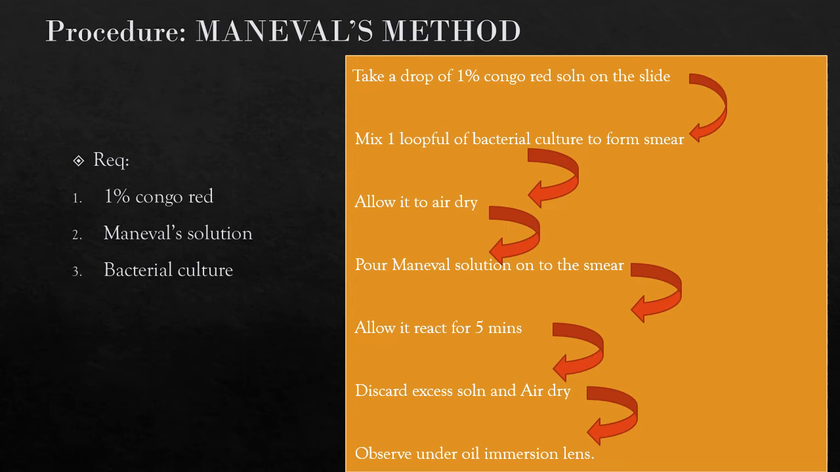Take a drop of 1% congo red solution on the slide, and then mix one loop of bacterial culture to form a smear. Using the loop and your bacterial culture, you start mixing the solution so that your culture and the solution mix properly, and you try to form a smear. Then allow that smear to air dry. Then add the Manuel solution onto that smear and allow it to react for 5 minutes. After 5 minutes, discard the excess solution and air dry your slide.